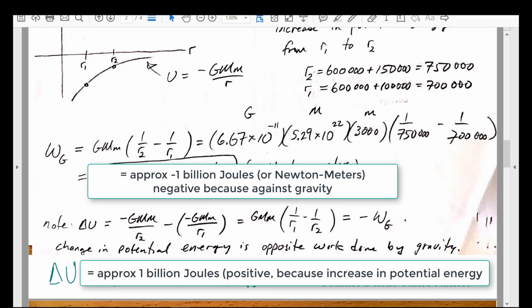And just as an aside, if you took the gravitational potential energy, which includes that negative, at the end minus what it is at the beginning, then you get a positive value that is opposite to the work done by gravity. So the change in potential energy is approximately 1 billion joules, and now positive because this is an increase in potential energy. Okay, so here's the answer to number 3.